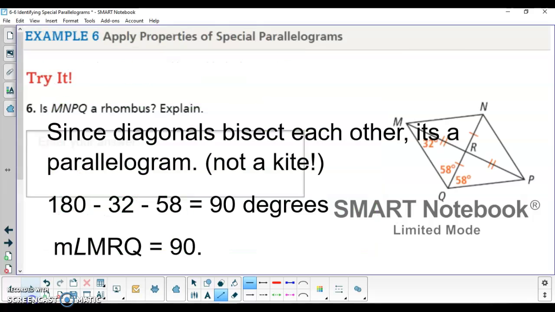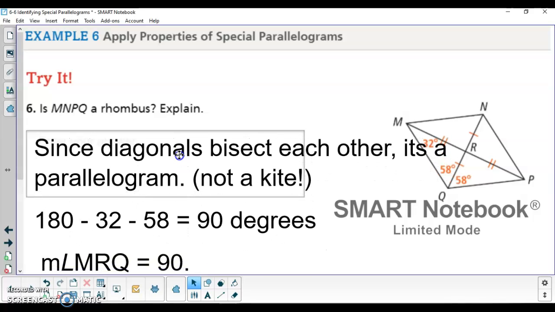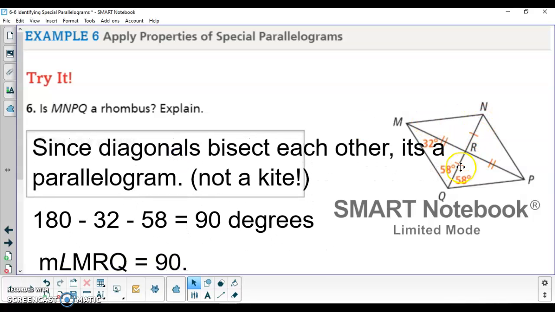All right. Okay, last problem here. Is this a rhombus? It is a rhombus. Why? Well, first, you need to know it's a parallelogram. The reason it's a parallelogram is simply because the diagonals are bisecting each other, and there's a theorem back in lesson 6.4 about what proves it's a parallelogram.